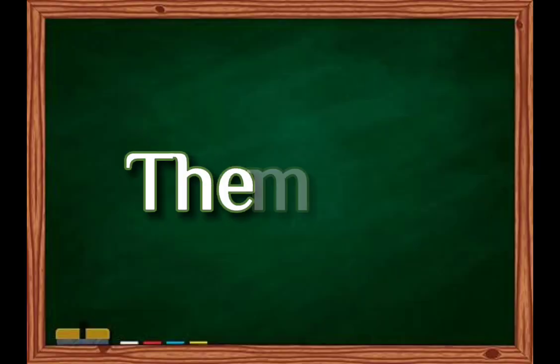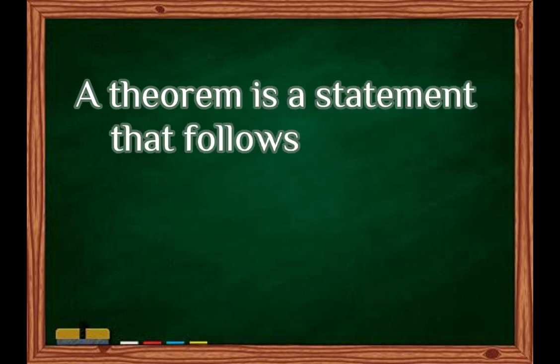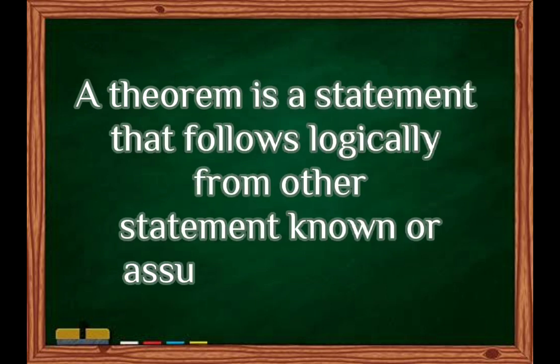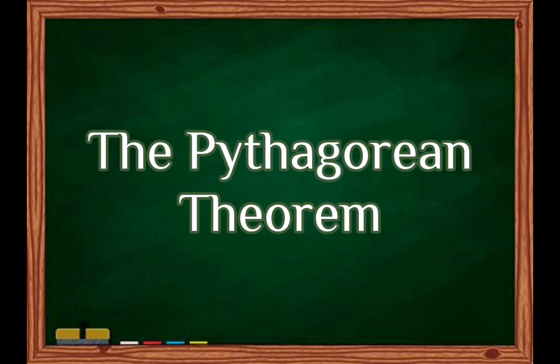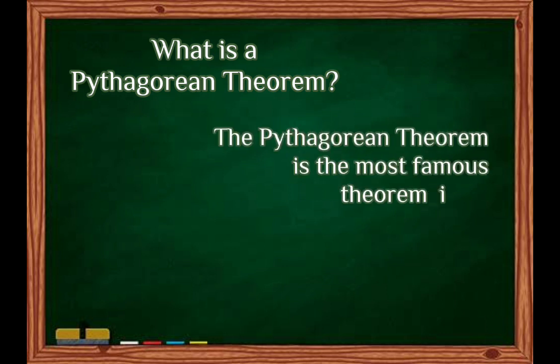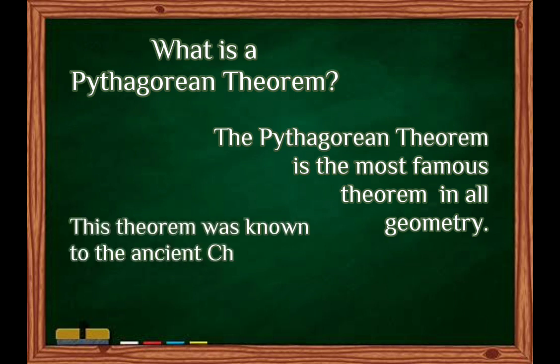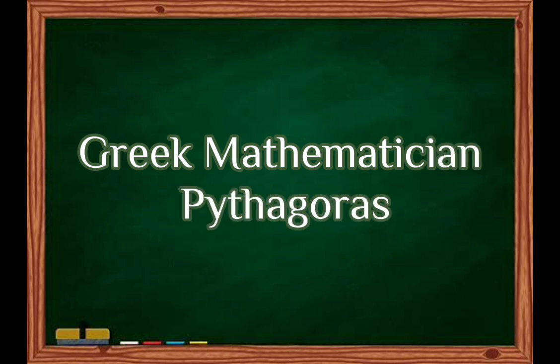First and foremost, let us define what a theorem is. As we all know, a theorem is a statement that follows logically from other statements known or assumed to be true. Now let us discuss the Pythagorean theorem. What is the Pythagorean theorem? The Pythagorean theorem is the most famous theorem in all geometry. This theorem was known to the ancient Chinese and ancient Egyptians, but it gets its name from the Greek mathematician Pythagoras.